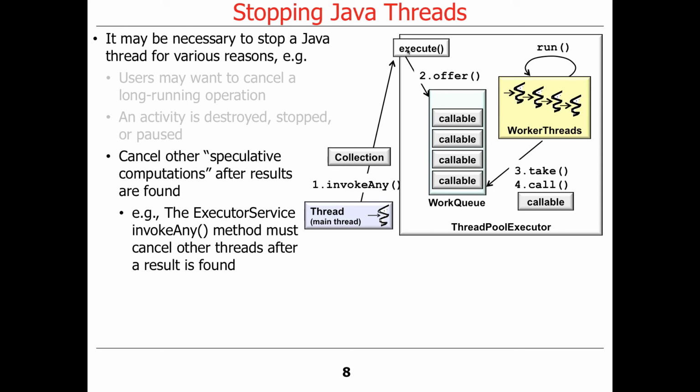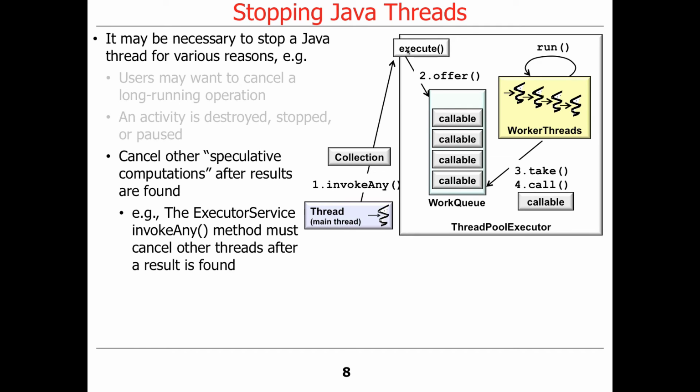Another reason is you may be doing some kind of speculative computation, and once somebody knows the answer, you want to tell everybody else to stop. It turns out that there's a method in the Java executor service, which we'll look at later, called invokeAny. invokeAny will take a list of callables, or runnables, let's say runnables for the sake of discussion, and it starts running them all. Whichever one gets the answer first, it then cancels everybody else.